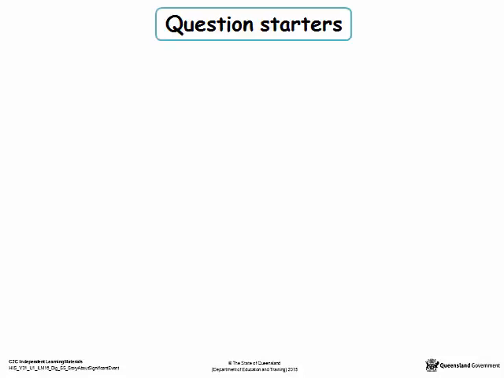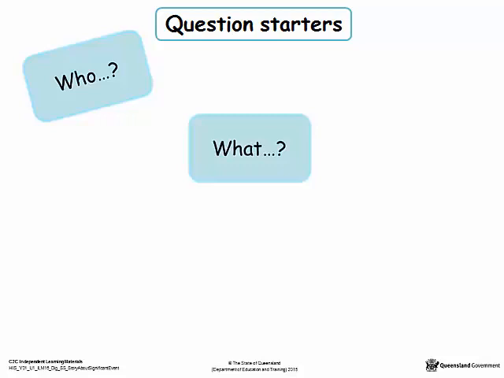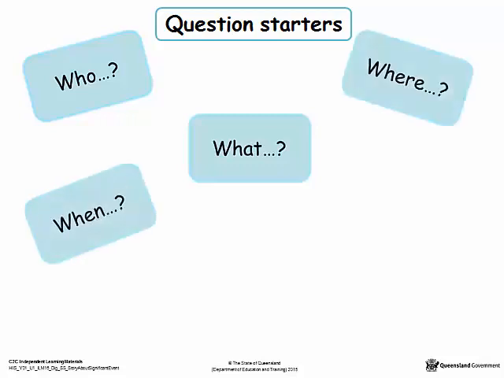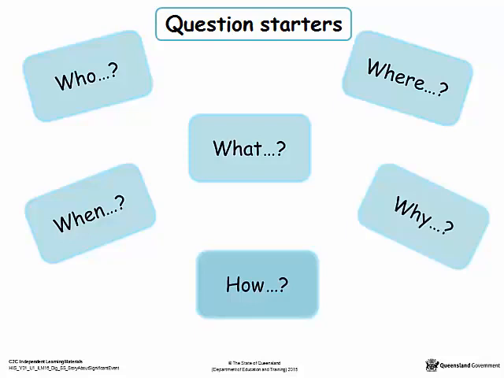So how do you go about telling a story about a significant event? First of all, I'm going to use the question starters who, what, where, when, why, and how to help me gather the information I need to tell a story about this past event. These are the questions I'm going to ask about this object and how it reminds me of the event.